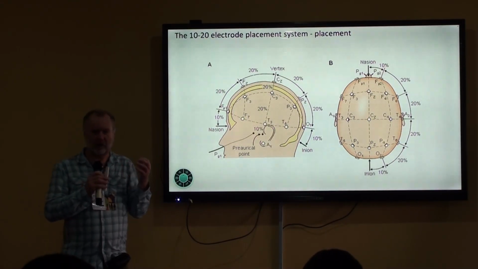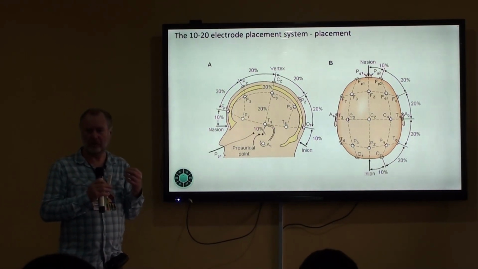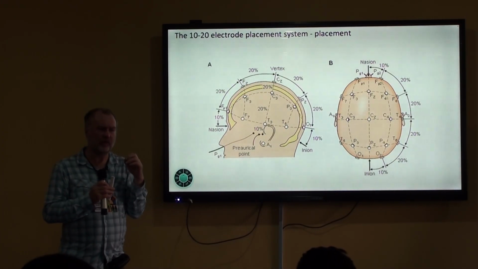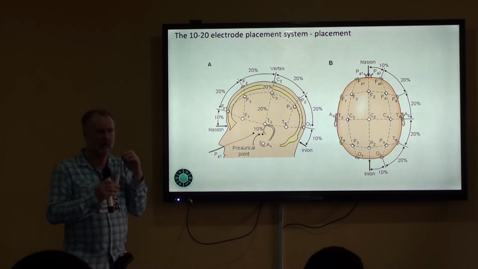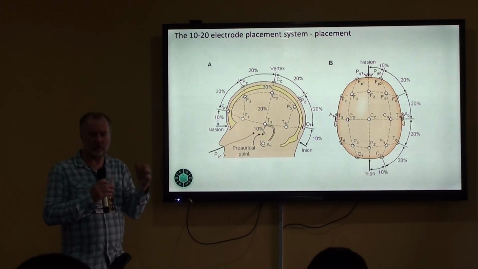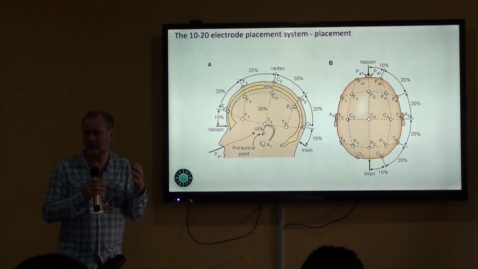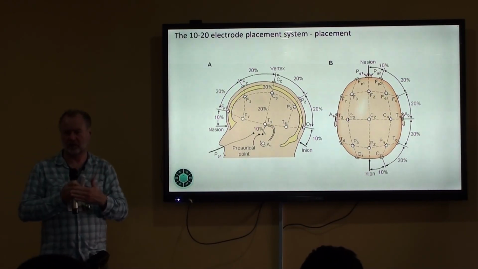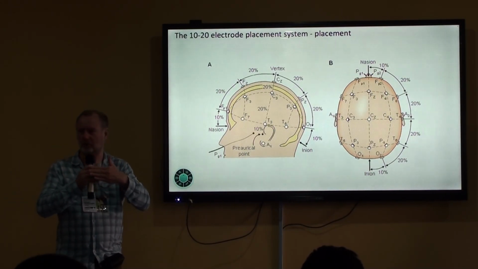So this placement scheme is called the 10-20 placement scheme, and that is because it uses distances of 10 or 20% relative to anatomical landmarks. The anatomical landmarks that we're using are different than those that we use in an anatomical MRI or in functional MRI. With functional MRI, we always use landmarks that are inside the brain. So we would often use the anterior and posterior commissura.